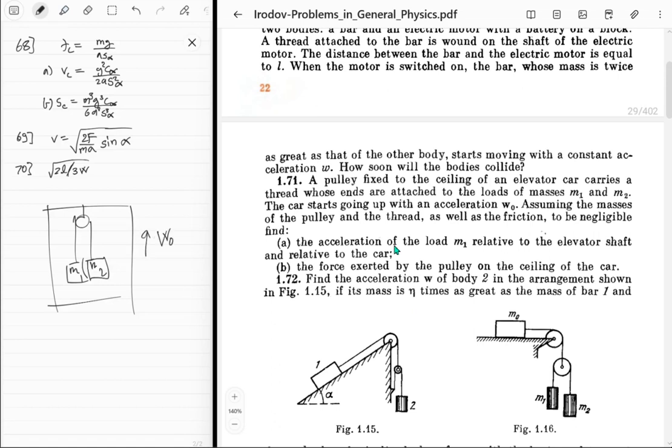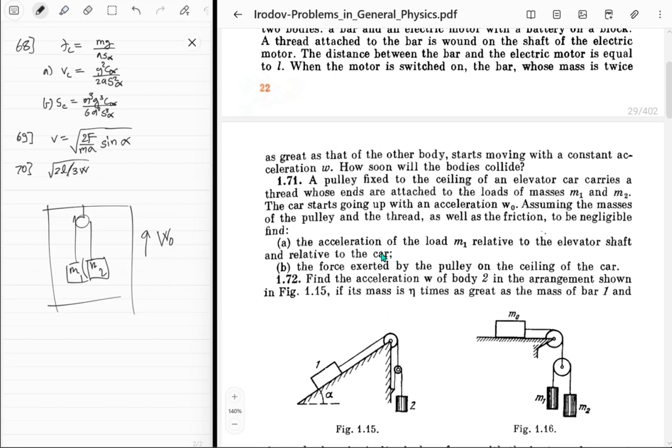Assuming that the masses of the pulley and thread, as well as the friction, are negligible. Find the acceleration of the load M1 relative to the elevator shaft, and relative to the car.